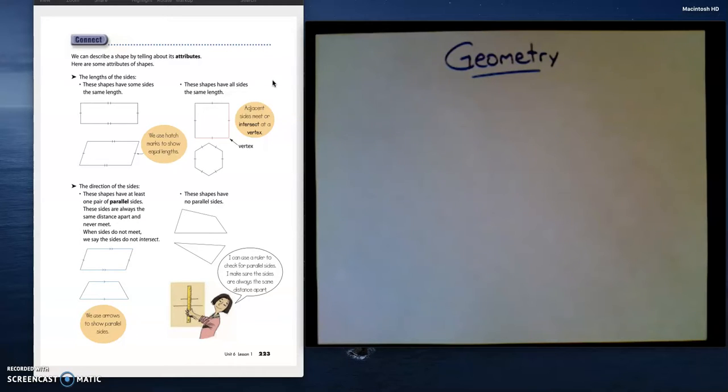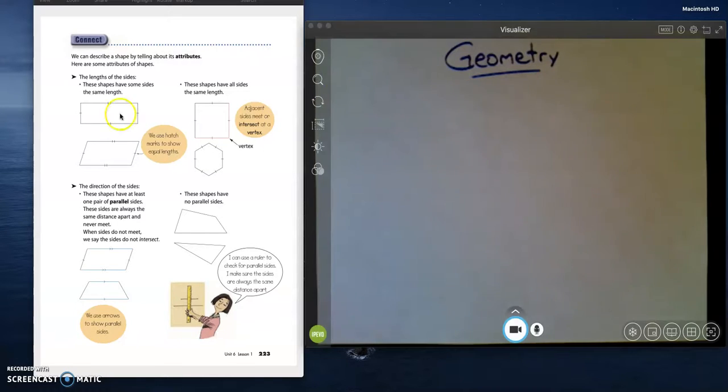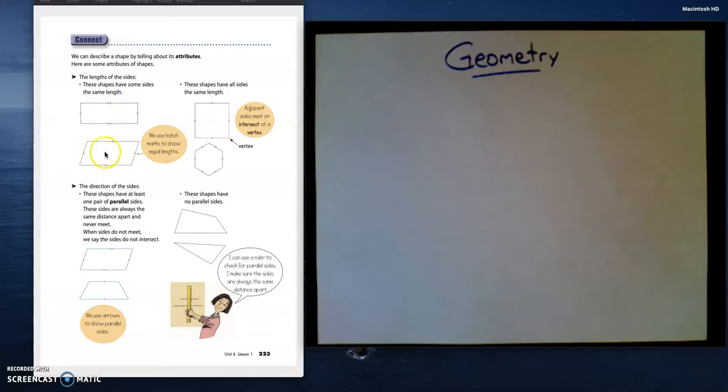So there's that rectangle there. So it says the length of sides. So these shapes have some sides the same length. So there's a rectangle and a parallelogram. And as you can see, these two sides are the same. These two sides are the same. Just like these two sides are the same and these two sides are the same.